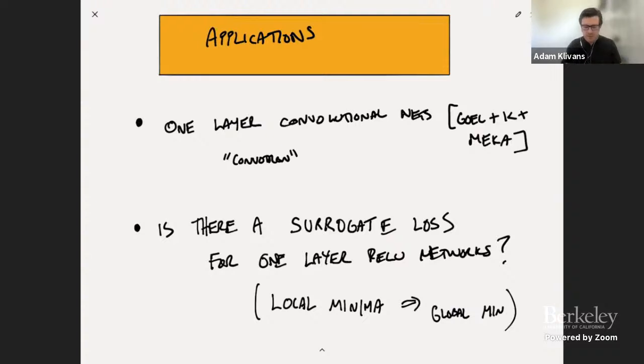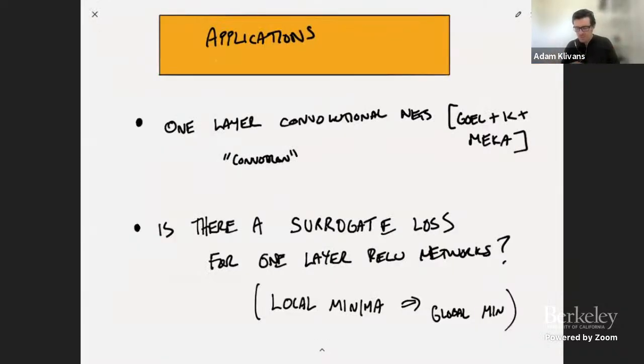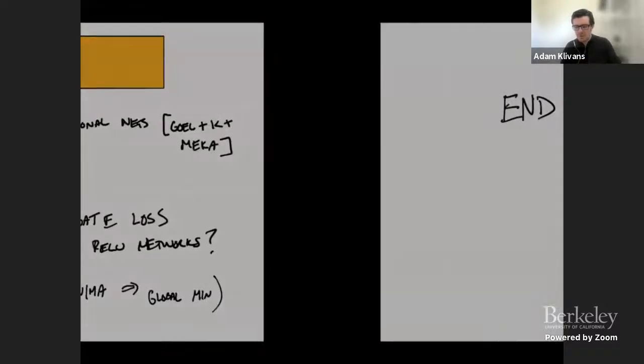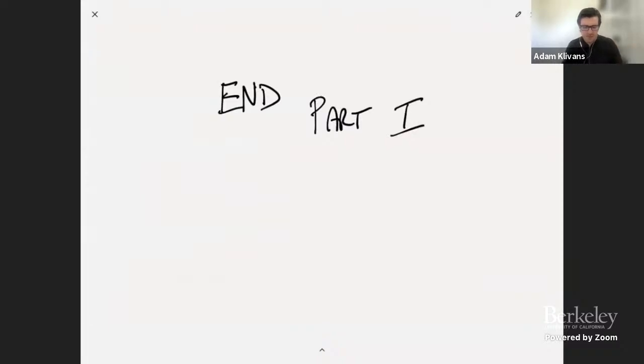There's a very nice theory about this matching loss, but it only holds for one activation. So it's to be determined. Okay, so this is the end of part one, although we'll get back to matching losses in just a second. So let me start the second part of my talk.